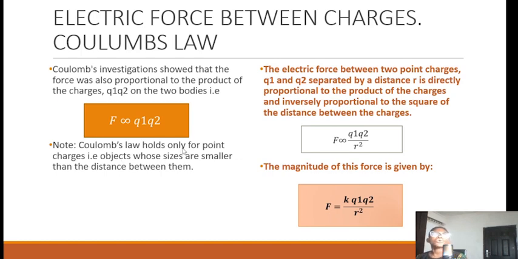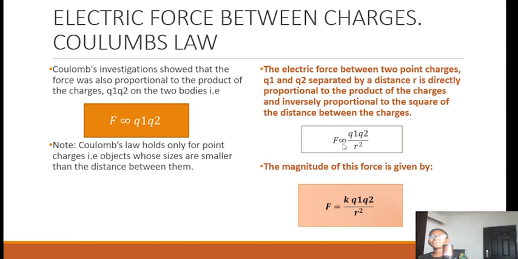So Coulomb's law holds only for point charges, that is objects whose sizes are smaller than the distance between them. Don't forget that. So the electric force between two point charges Q1 and Q2 separated by a distance r is directly proportional, you know that, to the what? To the product of the charges, and inversely proportional to the square of the distance between the charges, just as we did when we were doing Newton's law of universal gravitation.